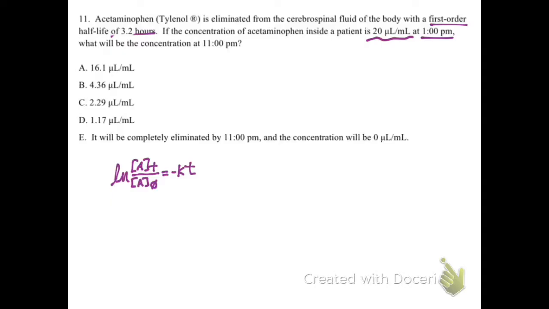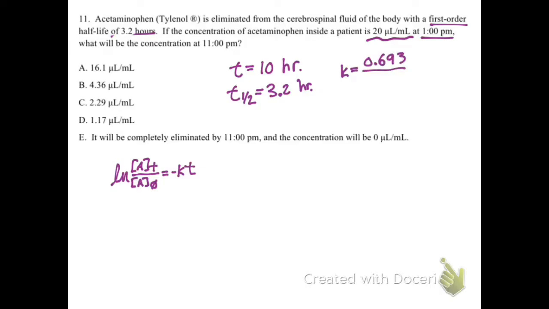And we can tell this is first order because we're told that, well, it's first order. So what do we know here? We know that time, if it goes from 1 o'clock to 10 p.m., it's 10 hours that have elapsed. We also know our half-life. The half-life for this particular clearance is 3.2 hours. Now remember, if you know the half-life for first order kinetics, you can directly relate half-life and rate constant K.